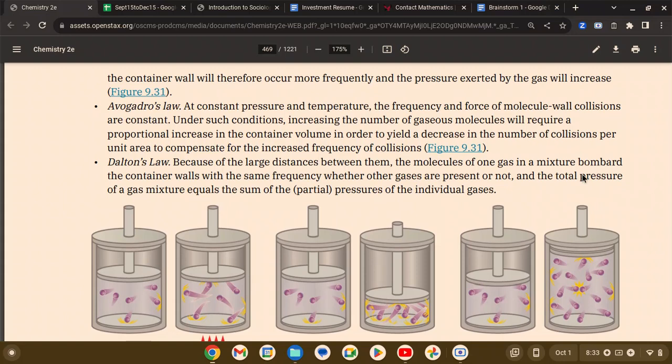Avogadro's law. At constant pressure and temperature, the frequency and force of molecule-wall collisions are constant. Under such conditions, increasing the number of gaseous molecules will require a proportional increase in the container volume in order to yield a decrease in the number of collisions per unit area to compensate for the increased frequency of collisions. Dalton's law. Because of the large distances between them, the molecules of one gas in a mixture bombard the container walls with the same frequency, whether the other gases are present or not. And the total pressure of a gas mixture equals the sum of the partial pressures of the individual gases.